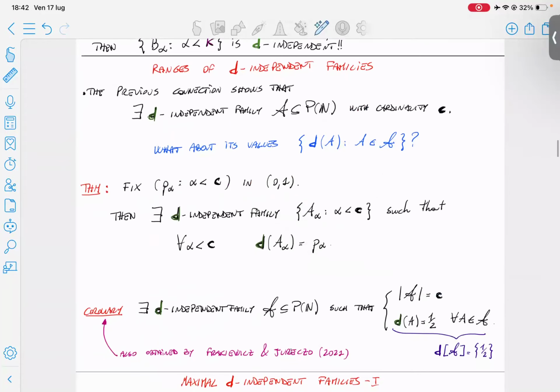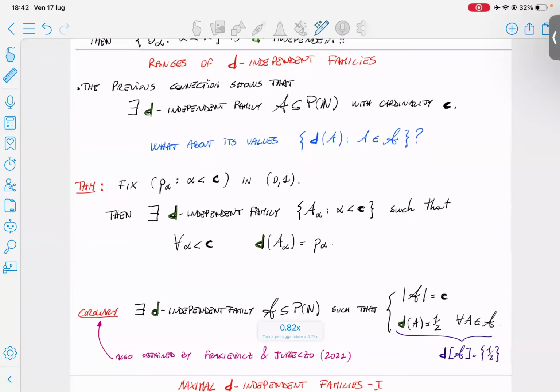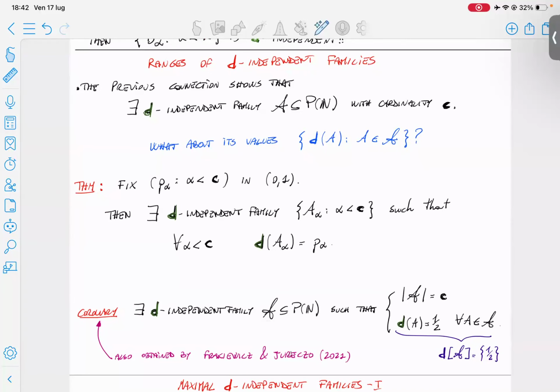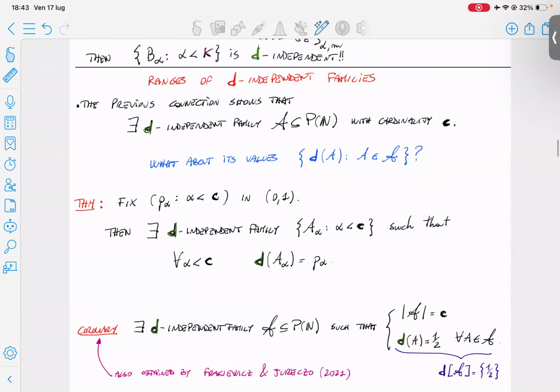But what about the values? All the possible values of the density of A, where A belongs to the family script A. Can they be whatever we like, or are they always the open interval (0, 1)? Can we have some holes? And this is our first result.